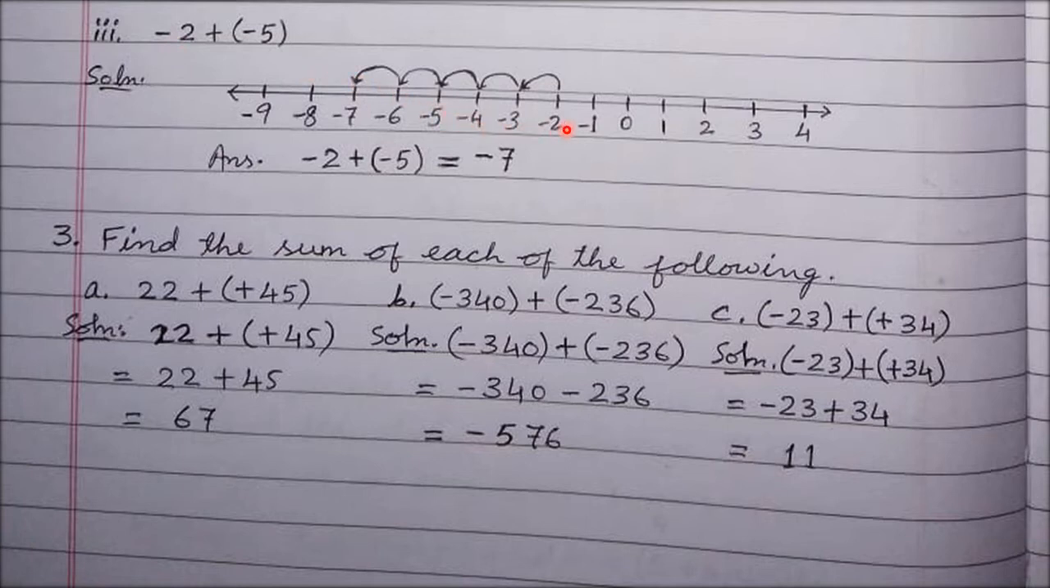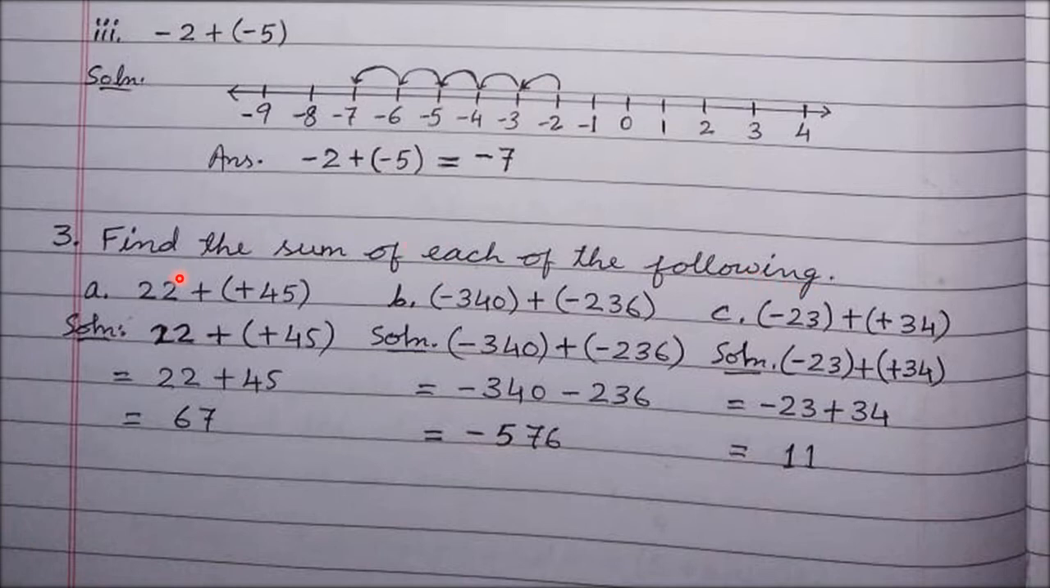So you are at a position of minus 2. When you are adding another negative number to it, that means you will have to now move 5 steps towards left. So you will reach at minus 7. Therefore, minus 2 plus minus 5 gives us minus 7. Next one, question number 3. Find the sum of each of the following.